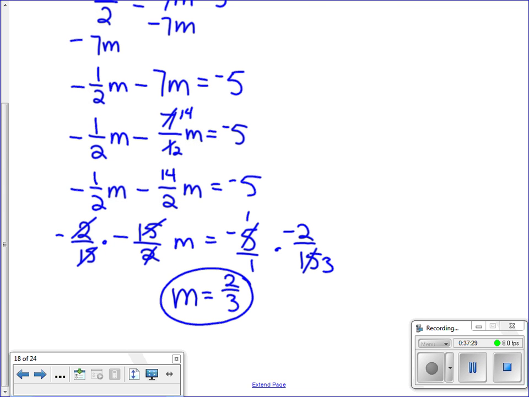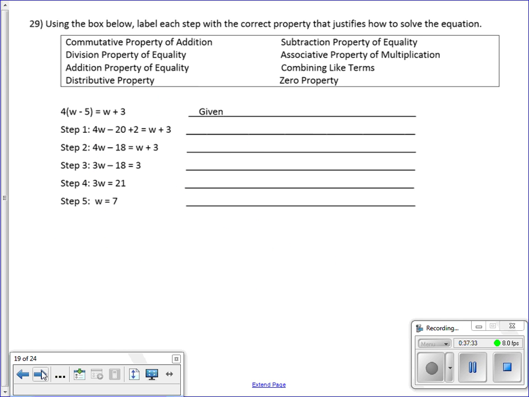Again, I really don't anticipate anything that difficult on your test. All right, next we have using our properties. We need to justify each step that we do. Notice it's all done for you, though. Now you need to look at the properties to see which one is going to go in here. So in this case we went from this to this right here. So they used which property? It was distributive. This is the distributive property.